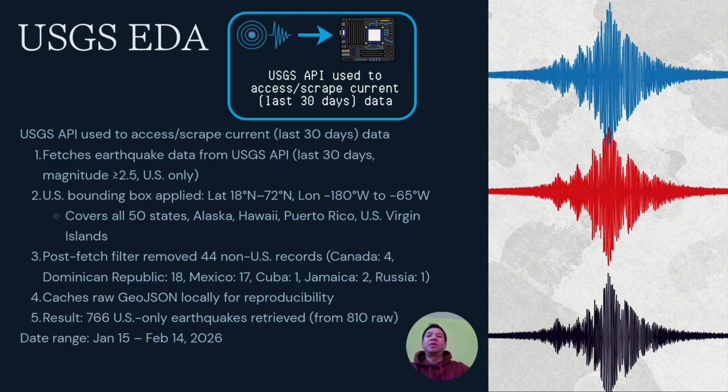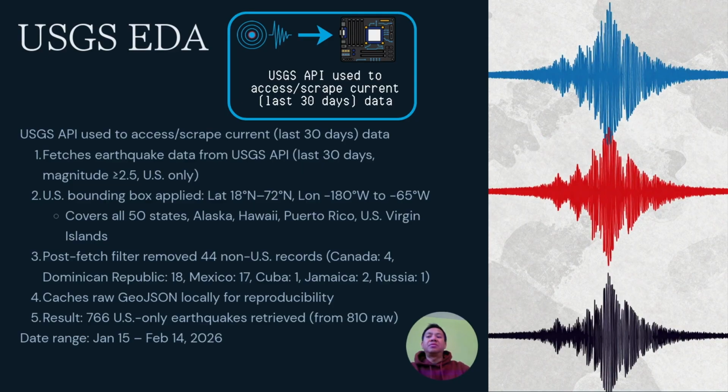Earthquake data were collected from the USGS API, pulling the last 30 days of activity with a minimum magnitude of 2.5, filtered to US territory only. A geographic bounding box was applied, covering latitude 18 to 72 degrees north and longitude negative 180 to negative 65 west. This captured all 50 states, Alaska, Hawaii, Puerto Rico, and the U.S.